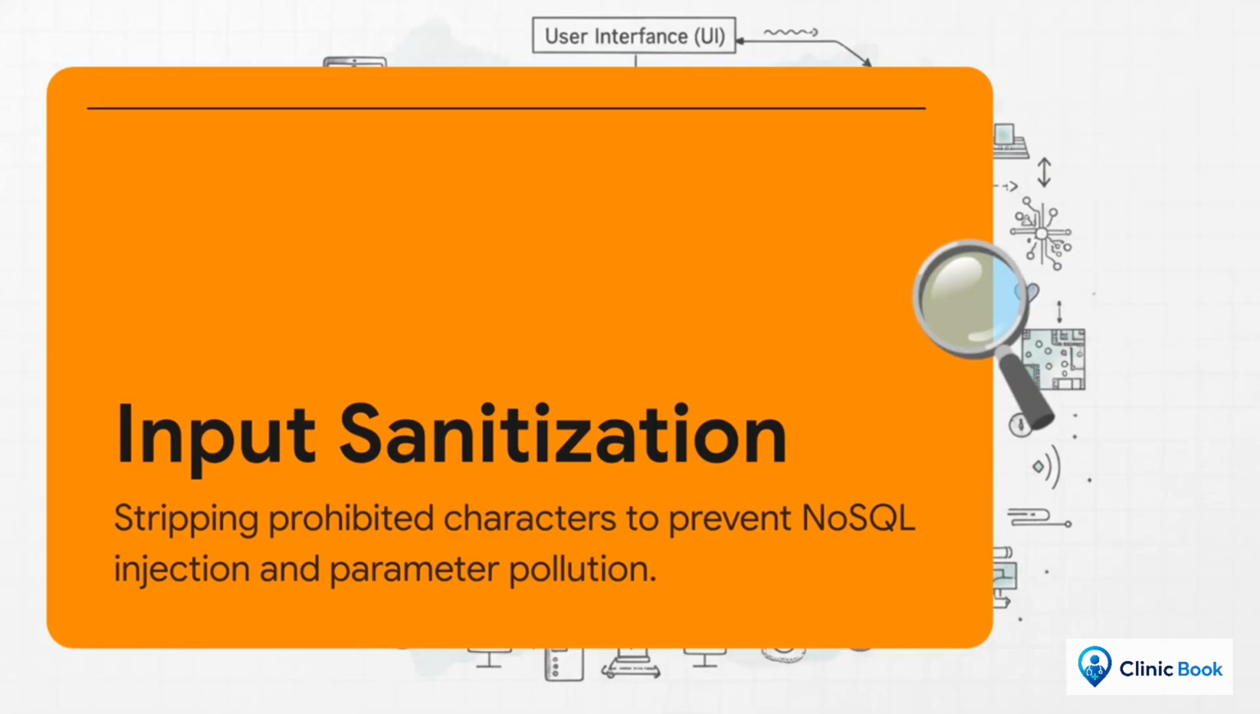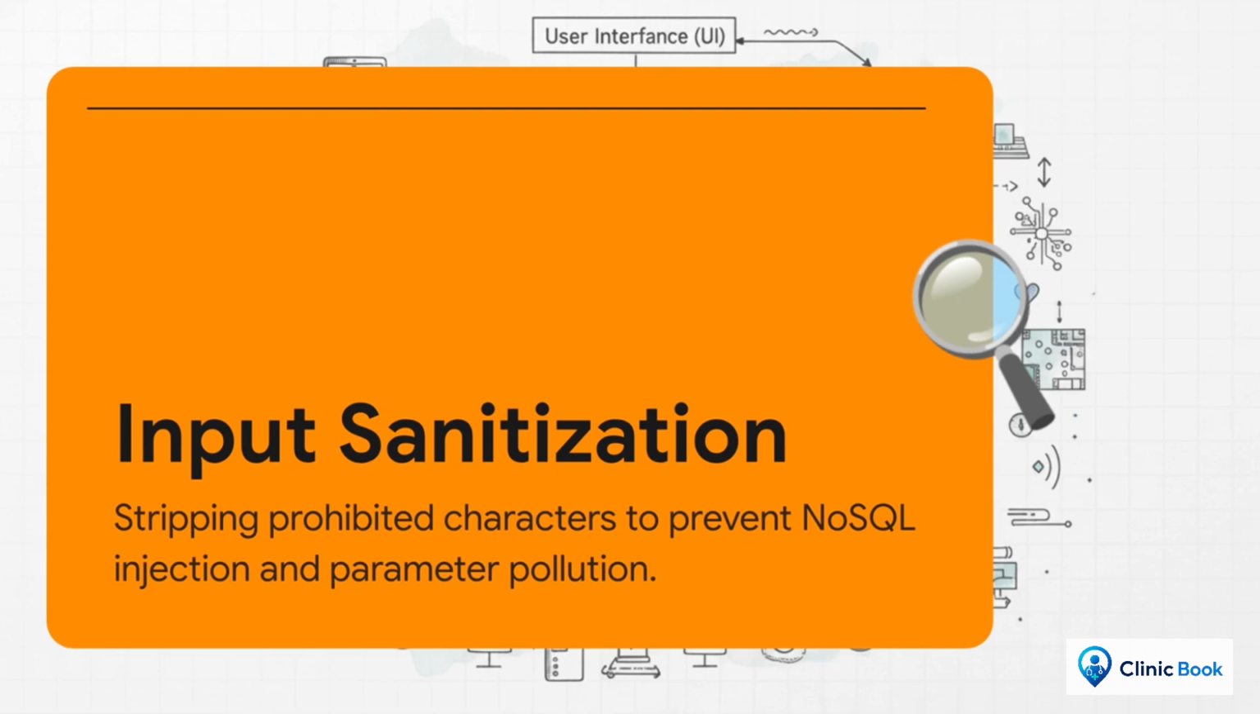Now here's a really crucial part of the architecture, database security. Because MongoDB operates on JSON, malicious users can try to inject operators right into our endpoints. By standardizing input sanitization with Express Mongo Sanitize, we strip out prohibited characters and literally stop NoSQL injection attacks cold before data ever hits the database.